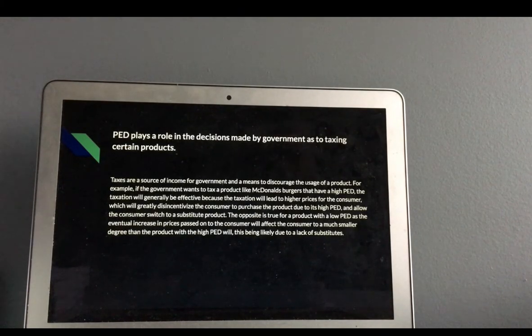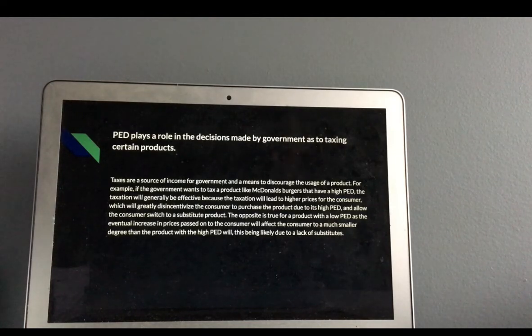So PED plays a role in the decisions made by government as to taxing certain products. Taxes are a source of income for government and a means to discourage the usage of a product. For example, if the government wants to tax a product like McDonald's burgers that have a high PED, the taxation will generally be effective because the taxation will lead to higher prices for the consumer, which will greatly disincentivize the consumer to purchase the product due to its high PED and allow the consumer to switch to a substitute product.